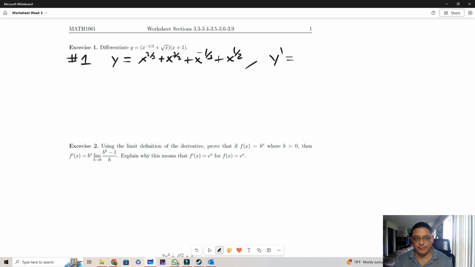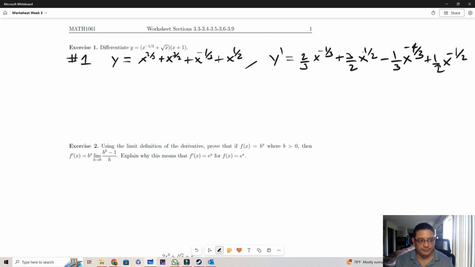So y prime will be 2/3 x to the 2/3 minus 1, which will be minus 1/3, plus 3/2 x to the 1/2. If I subtract 1 from here, 3/2 minus 2/2, which is 1, will be 1/2. Then minus 1/3 x to the minus 4/3, and 1/2 x to the minus 1/2.